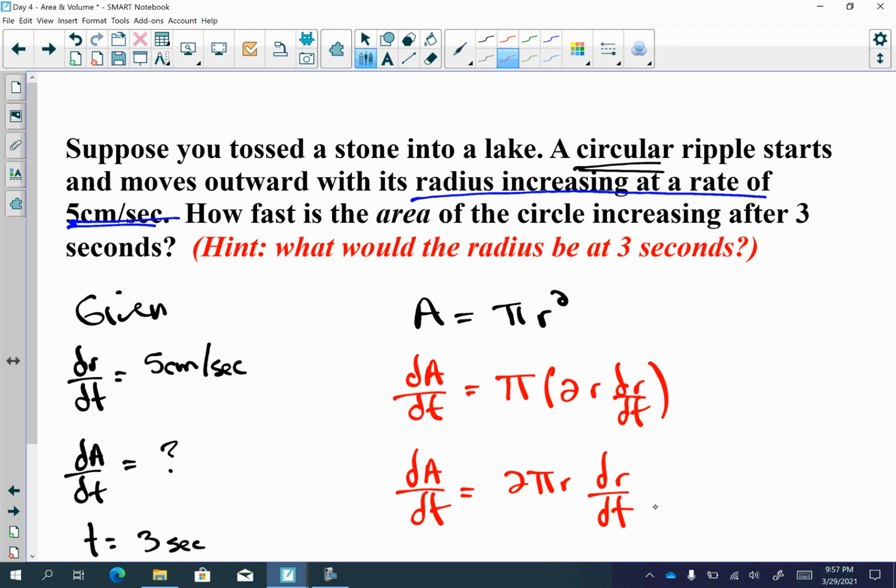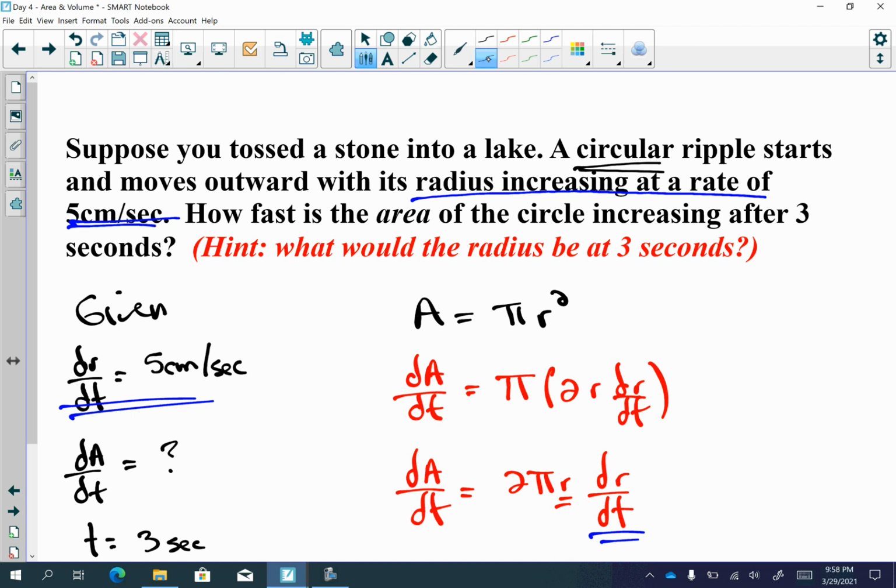Now check this out. Here's where the time is going to help us. I know 2, I know pi, okay, but I don't have r. I do have dr over dt. That dr over dt would be 5. So I'd have 2 times 5 times 5, that's 10 pi times r. Well, I can figure out what r is. How do I figure out what r is?